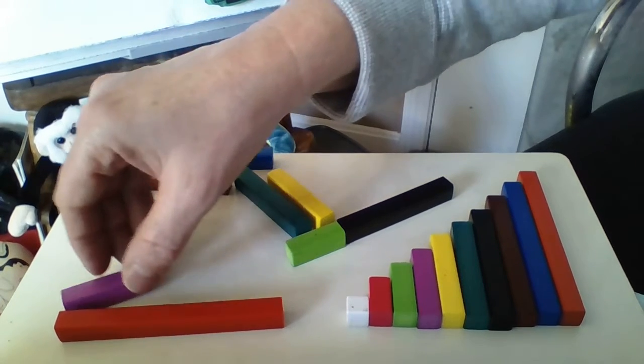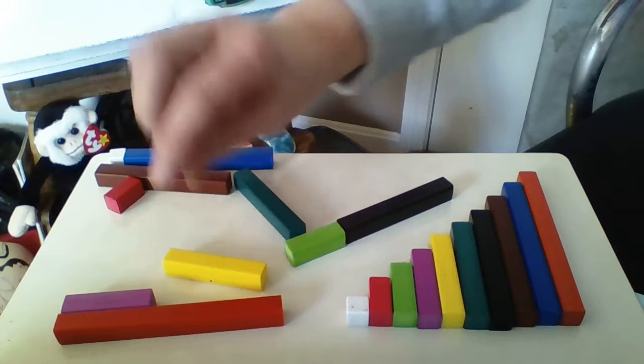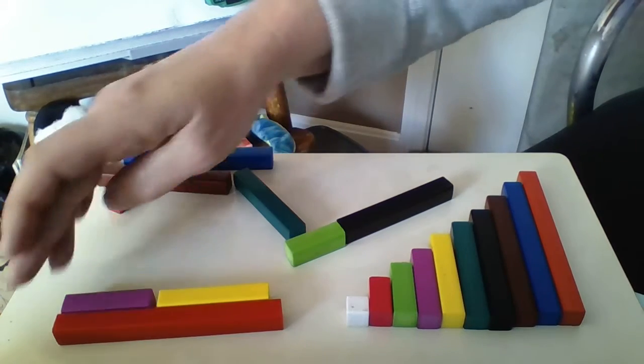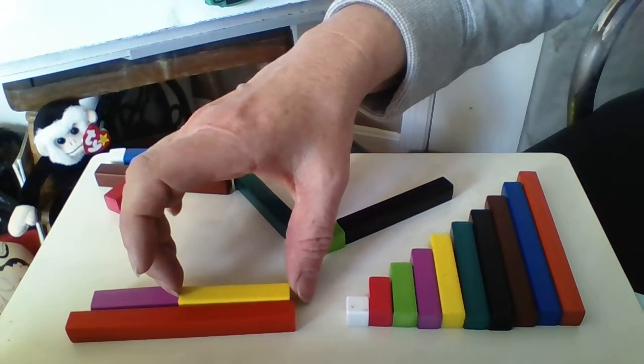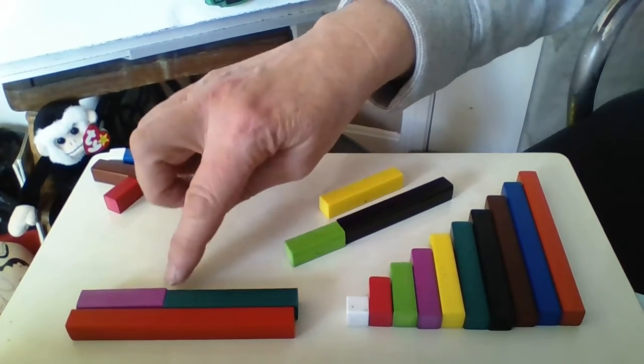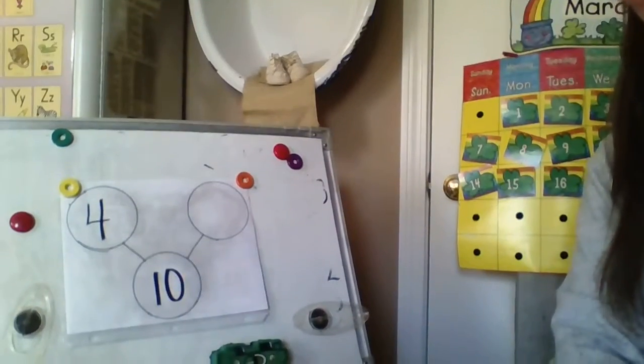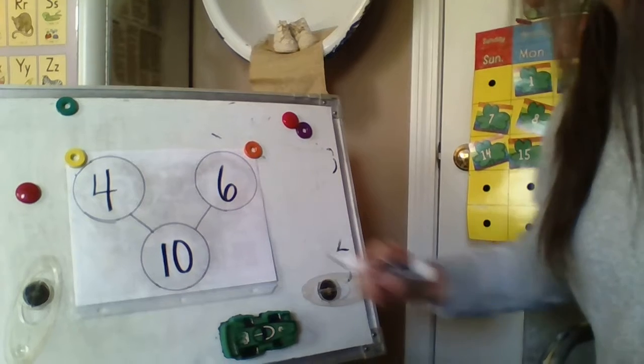4. Where's the purple? 4 and what? 4 and... Whoops. It's 10. So we misread. 4 and 6. There we go. 4 and 6 equal 10.